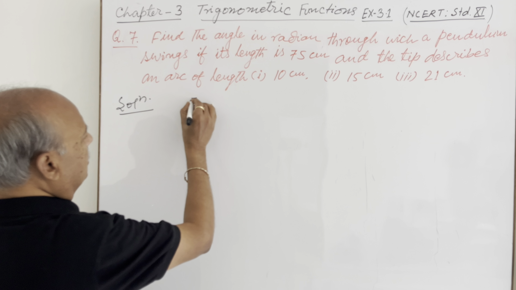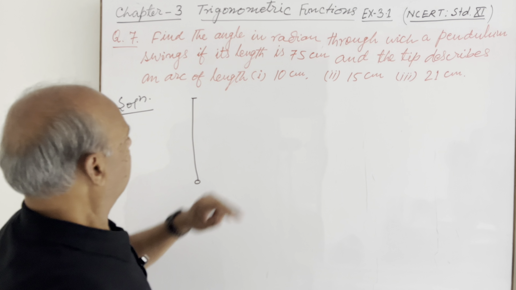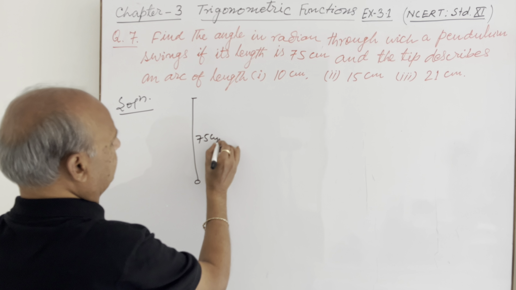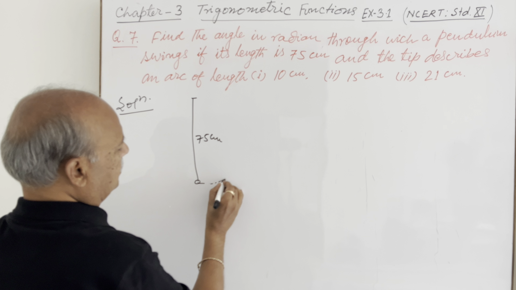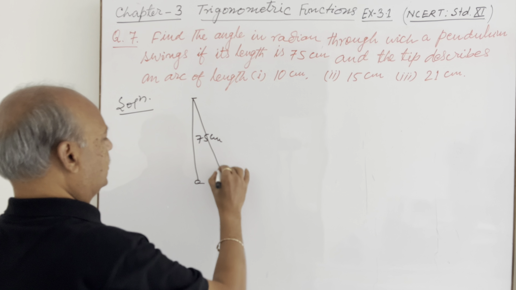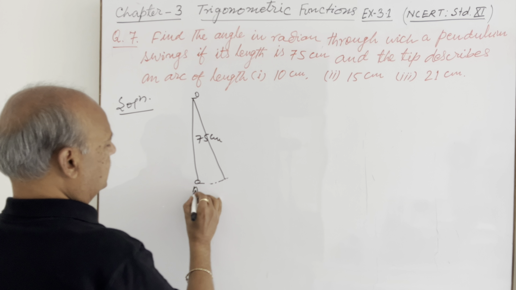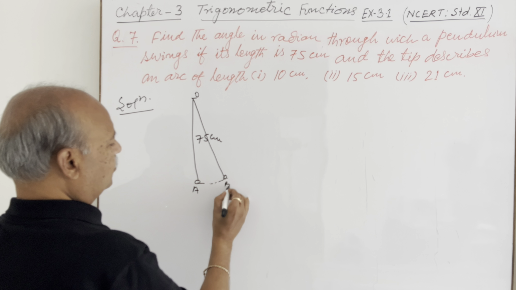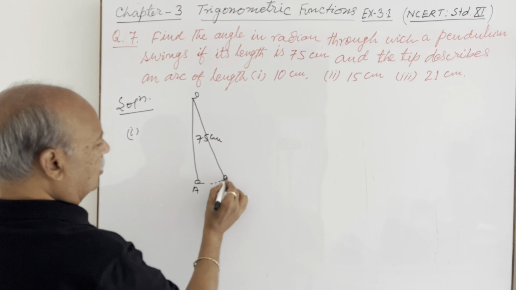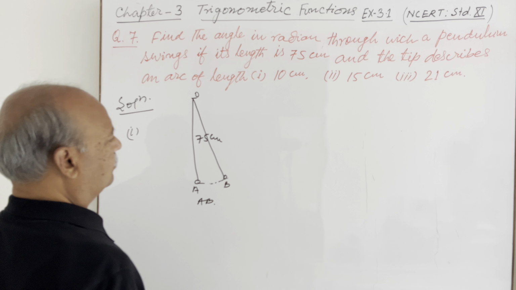Suppose this is a pendulum like this. What is its length? This is given, the length is 75 centimeter. It swings like this up to 10 centimeter. Suppose this is O, this point is A, and this point is B. So for the first case, AB is the length of arc.